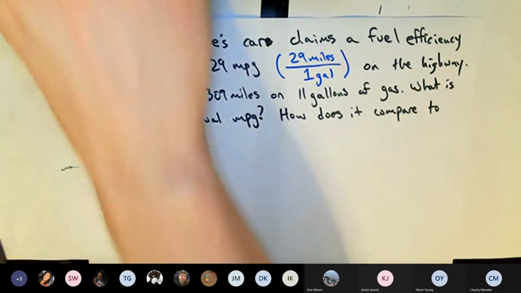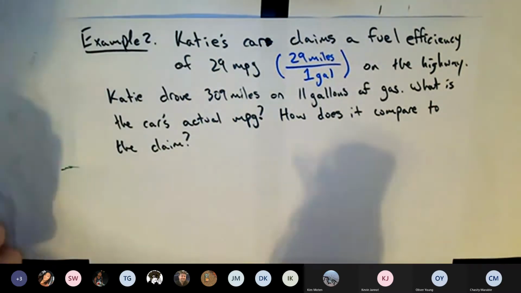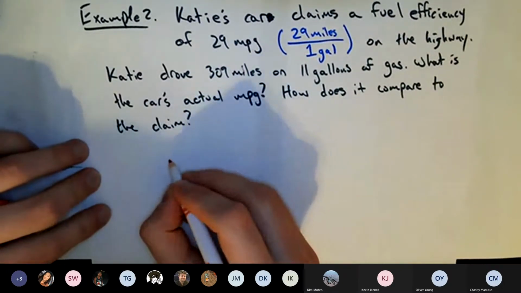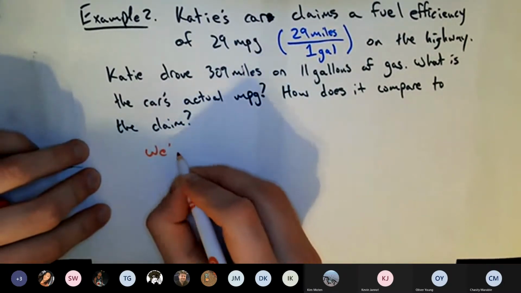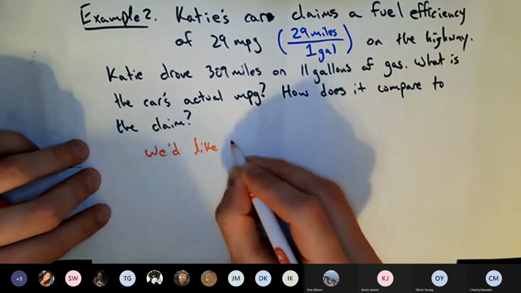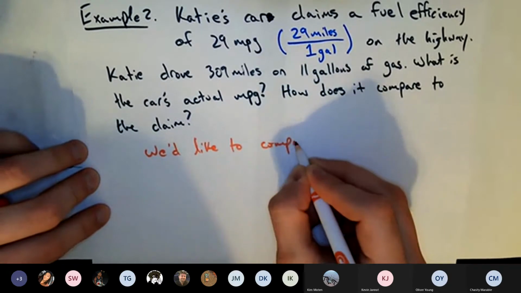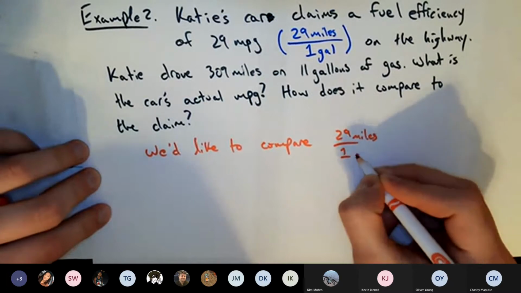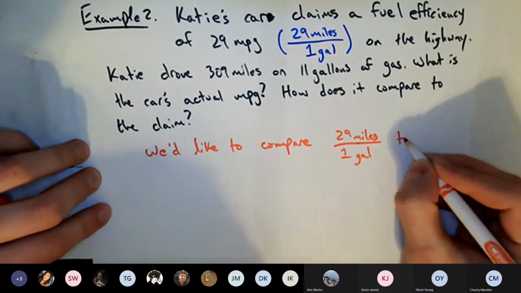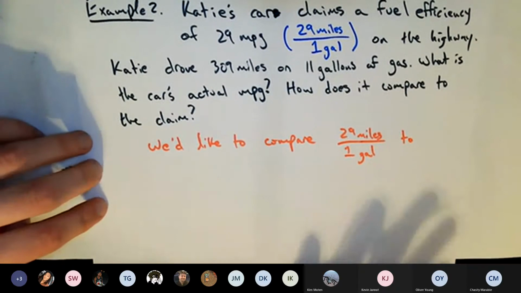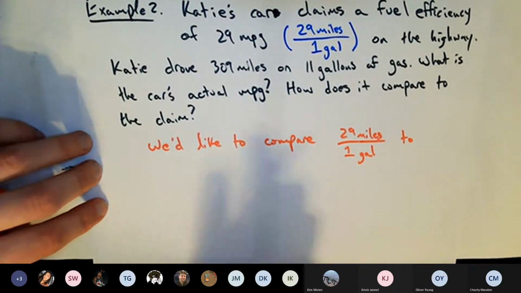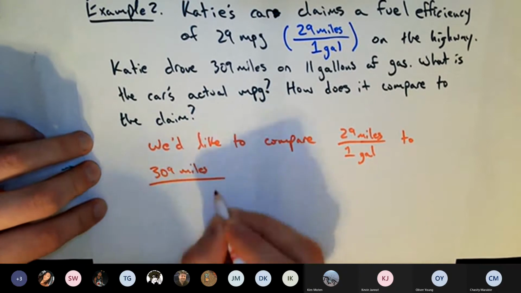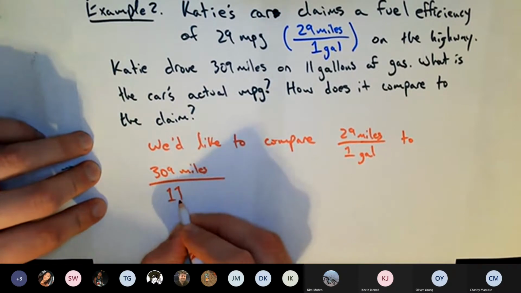All right, let's solve this. So the given rate that we're comparing to is 29 over 1. We'd like to compare 29 over 1, 29 miles per 1 gallon, to, and now I need to write a new rate, right? 309 miles in the same order, you know, it's miles over gallons, over 11 gallons.